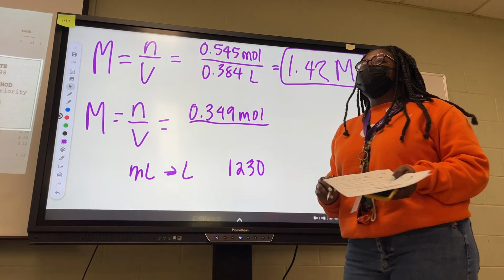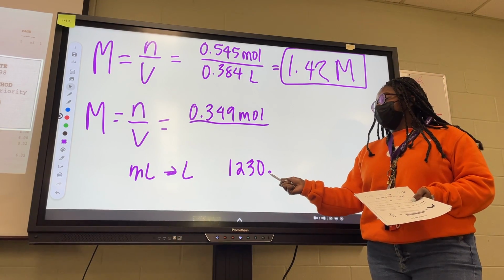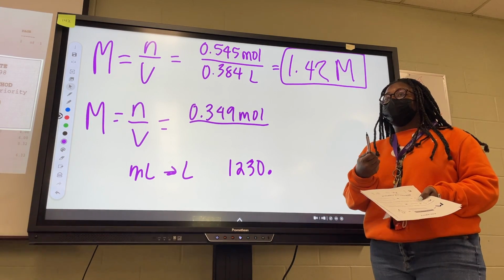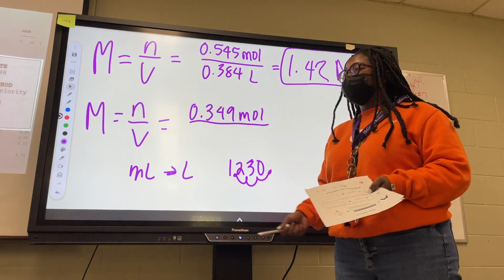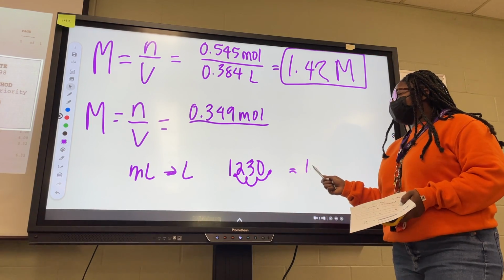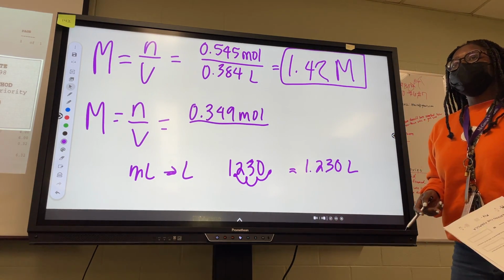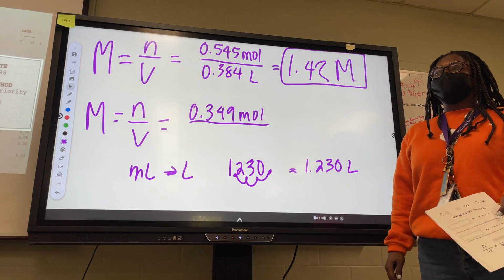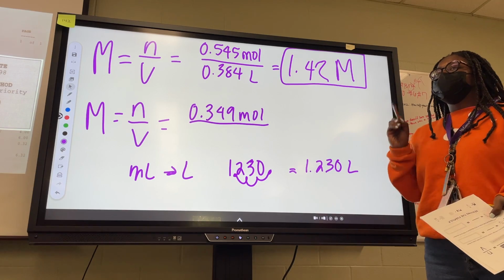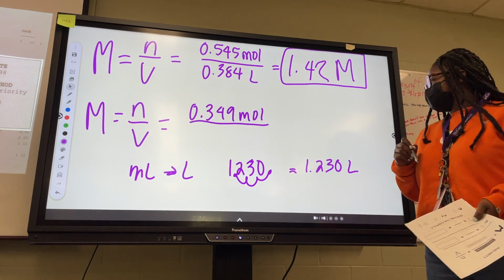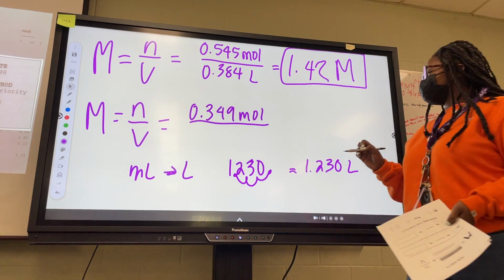The decimal point is actually after which number? The 0. And then I move it to the left how many times? 3. 3, because it's LIT, lit. So, we have 1.230 liters. Liters is spelled LITERS. That's what I mean by it's lit. So remember, LIT. 3 times to the left. Okay? All right, so how many liters do I have in this question now? 1.230.